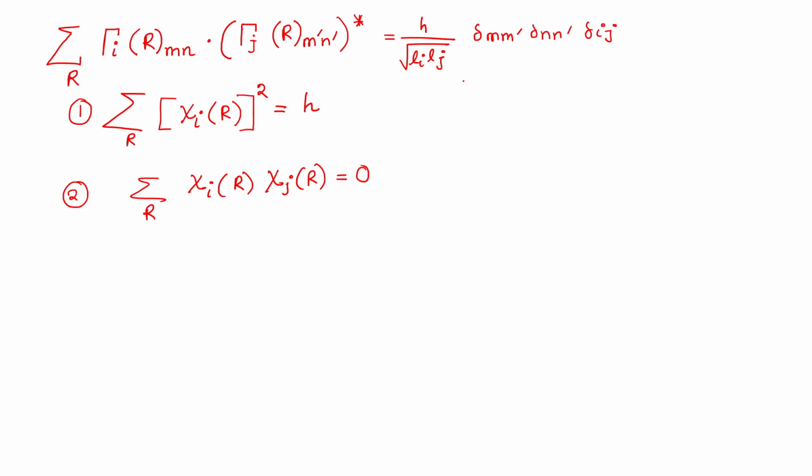Now what I know is that my reducible representation, I can write as a linear combination of my irreducible representations. Suppose a_j is the number of times the jth irreducible representation gamma j appears, and we are summing over j. This is an easy way to describe what a reducible representation is.